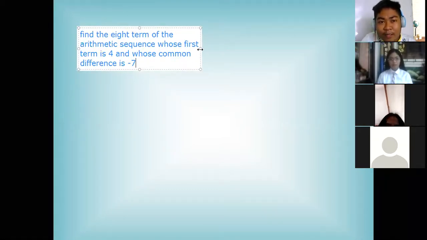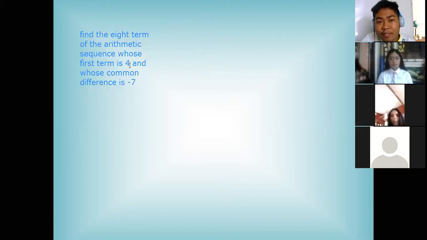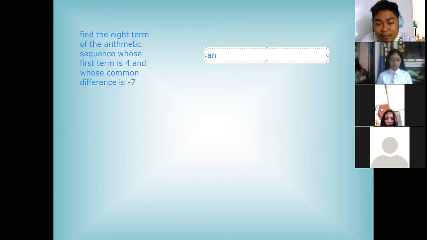Find the 8th term of the arithmetic sequence whose first term is 4 and whose common difference is -7. So ano yung formula natin? a sub n. Hindi ko siya masulat. Ayan, so maglalapis na lang ako.